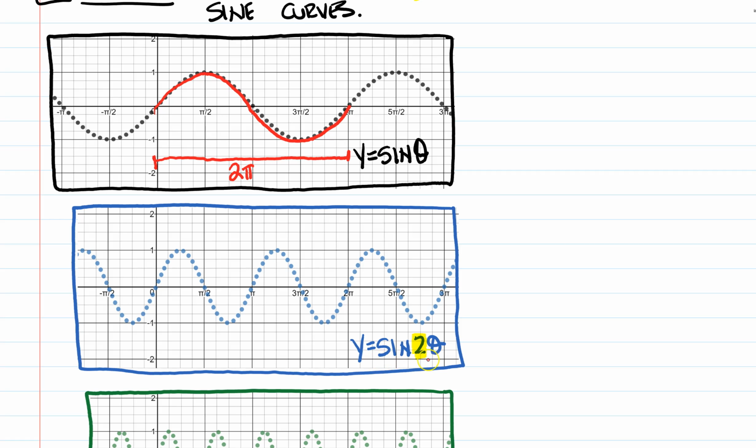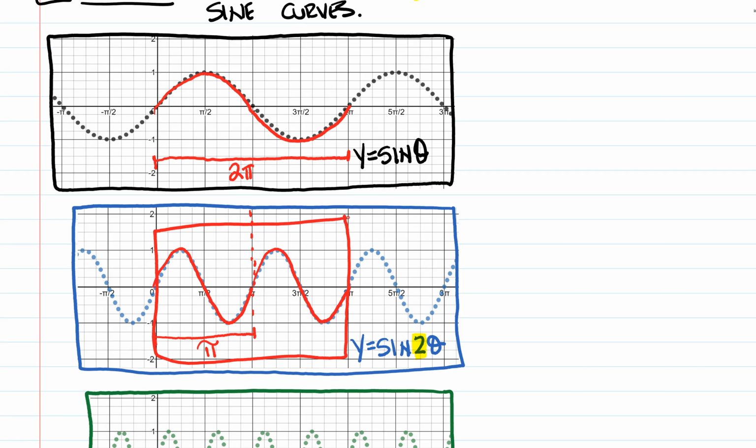So notice that I have the 2 highlighted for you. How does that change the graph? Well, again, we can still just trace out one cycle until I get all the way back, and check it out. My period has now shrunk to a period of pi radians. So a lot of people ask, what does the 2 mean? Well, the 2 means that I will have exactly 2 full cycles of the sine curve on a distance of 0 to 2 pi. So that's what that means right there.